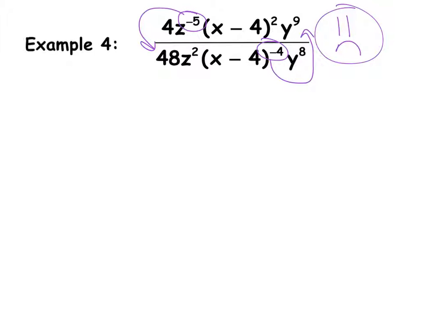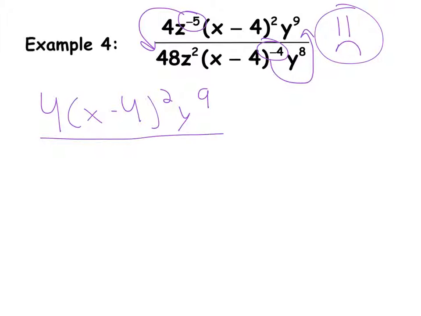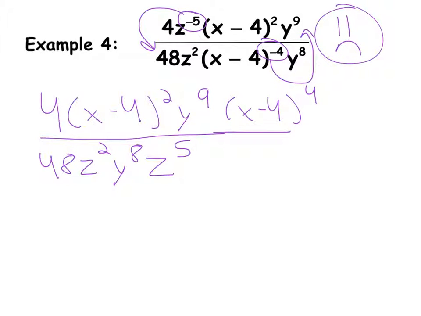So, the 4 in the numerator, that's going to stay where it is, right? X minus 4 squared, that's going to stay where it is. Y to the 9th is going to stay where it is. In the denominator, 48 is going to stay where it is. Z squared is going to stay where it is. And y to the 8th is going to stay where it is. Okay? So let's see, what is going to move up? Only x minus 4 to the 4th power. And what's going to come on down? Z to the 5th.